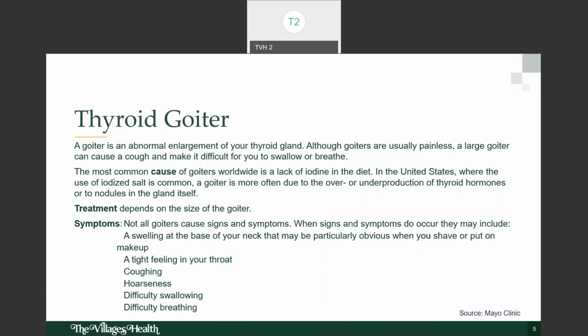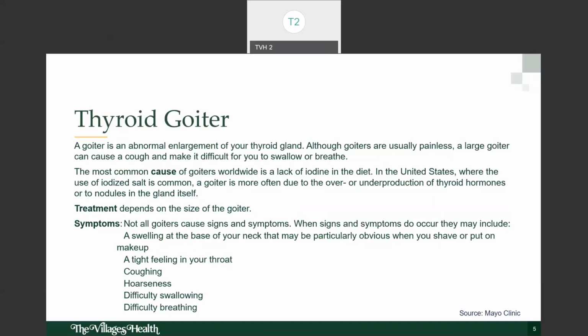So specifically here in the United States, where we use iodized salt, a goiter is more often due to the over or under production of thyroid hormones or to nodules in the gland itself. Now, the treatment for thyroid goiters really just depends on the size. If it's very small, there may not be a treatment necessary. They may just monitor. Sometimes this can be done with ultrasounds.